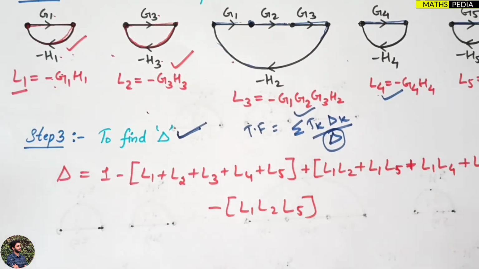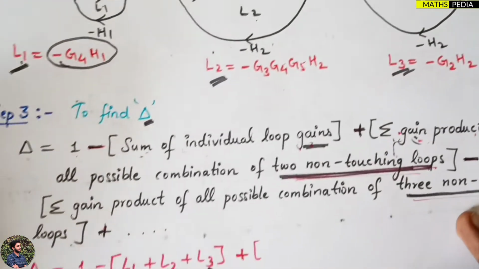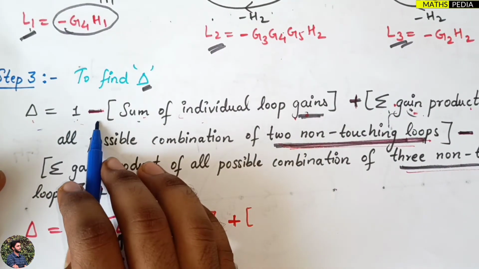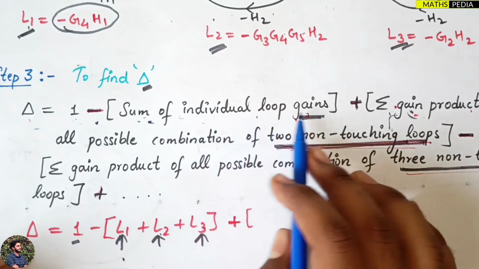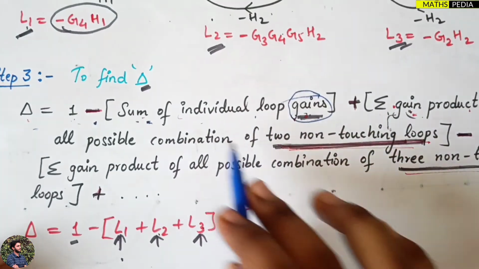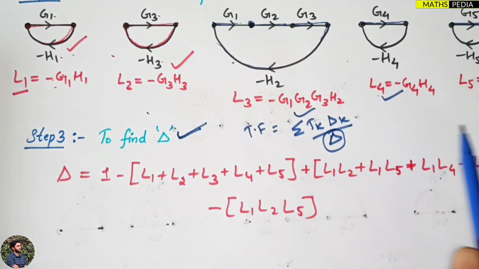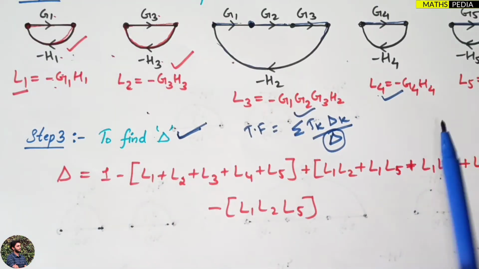Before seeing this, we will see the formula first. Now for all the problems, it remains the same formula. Okay, so delta is equal to 1 minus the sum of individual loop gains, of whatever individual loops we have considered. Here I have 5 loops, so those loop gains I have to sum, add them up.